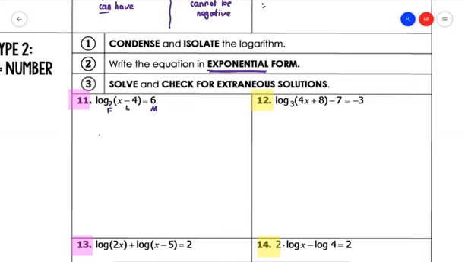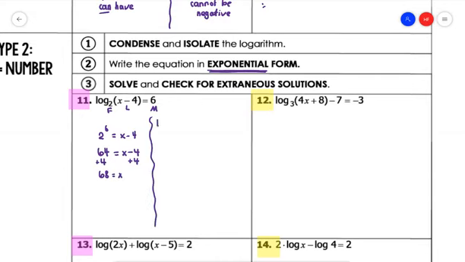So we have 2 to the power of 6 equals x minus 4. 2 to the power of 6, I think it's 64. Yeah. So 64 equals x minus 4. Add 4. And 68 is our value for x.